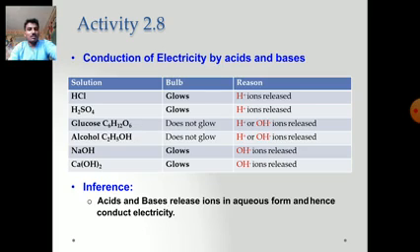Next one is a solution of glucose, C6H12O6. The bulb does not glow. What is the reason? H+ or OH- ions are not released. Next one is alcohol, C2H5OH. The bulb does not glow, since H+ or OH- ions are not released. What is the inference? Acids and bases release ions in aqueous form and hence they conduct electricity.